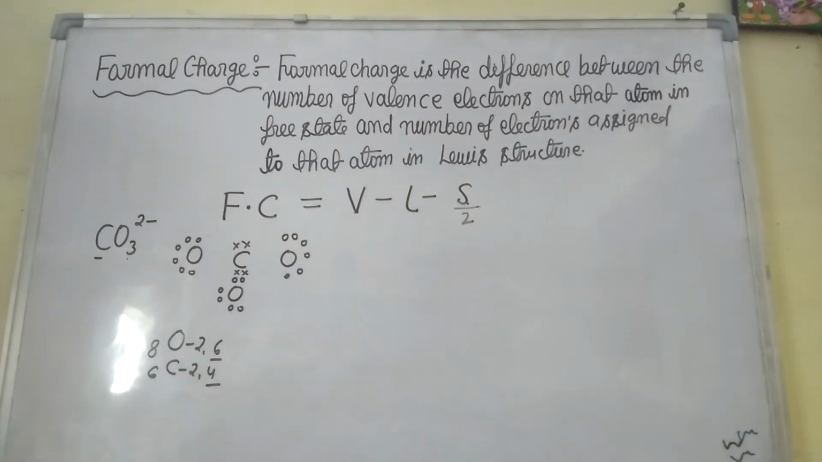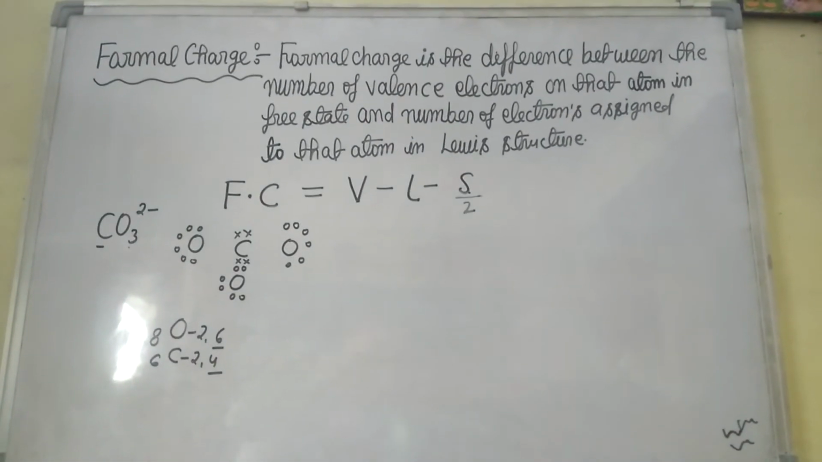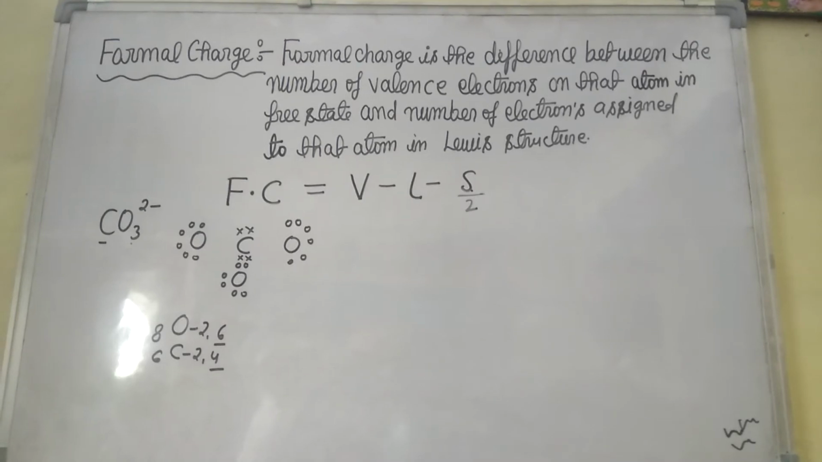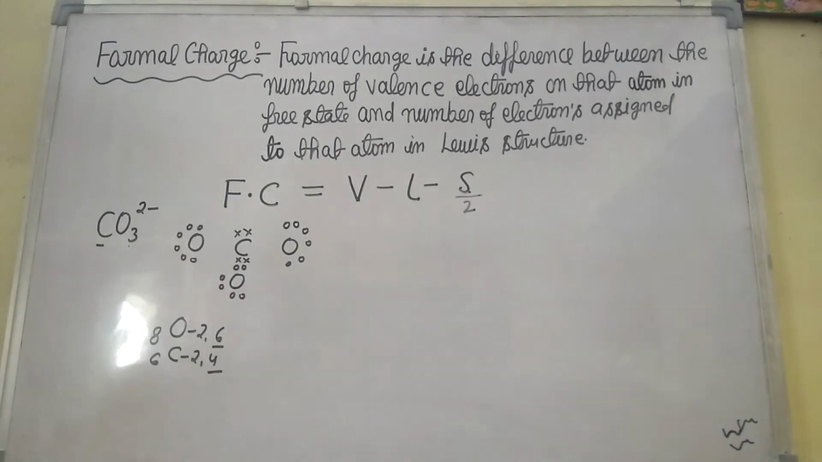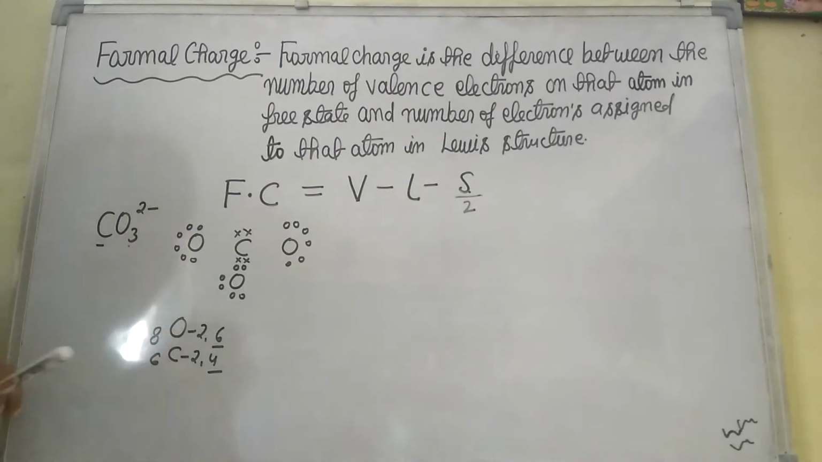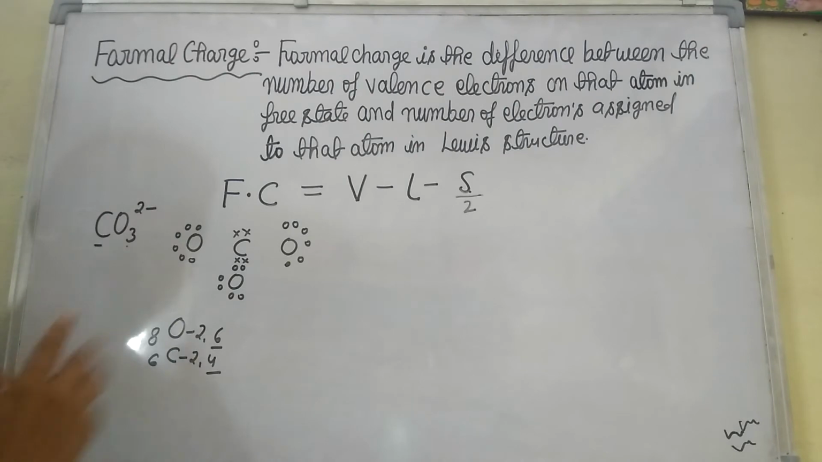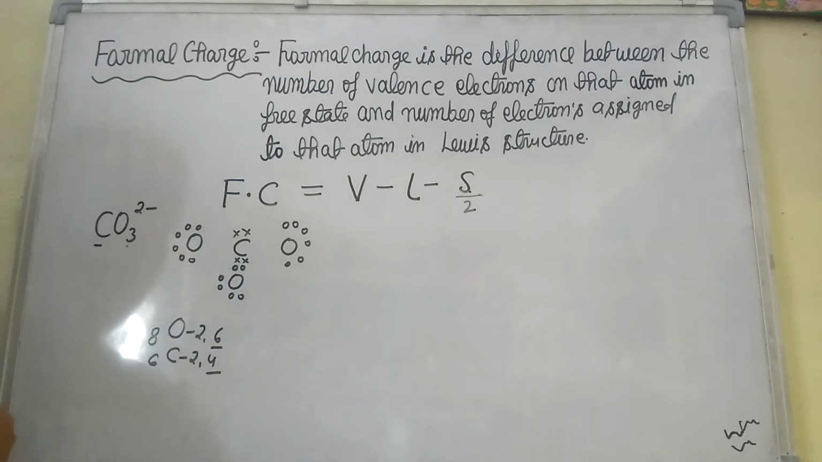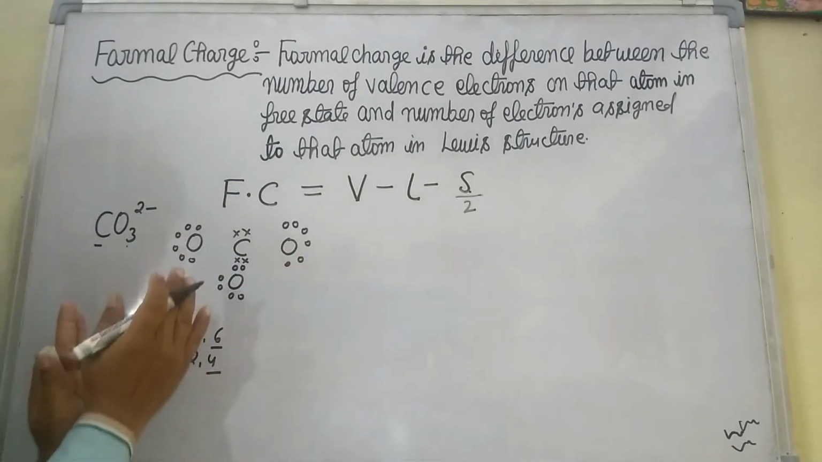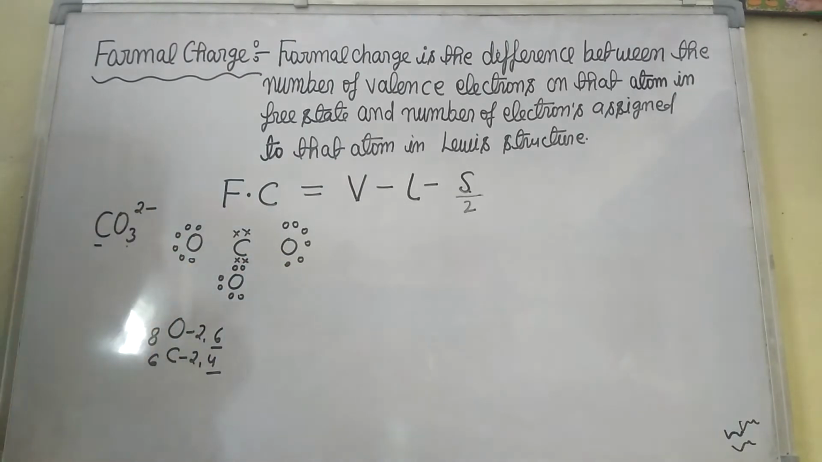Okay students, clear? Student, after this, the next topic is 1, 2, 3, 4, 5, 6. So student, the structure of this is the electron arrangement in carbonate ion.